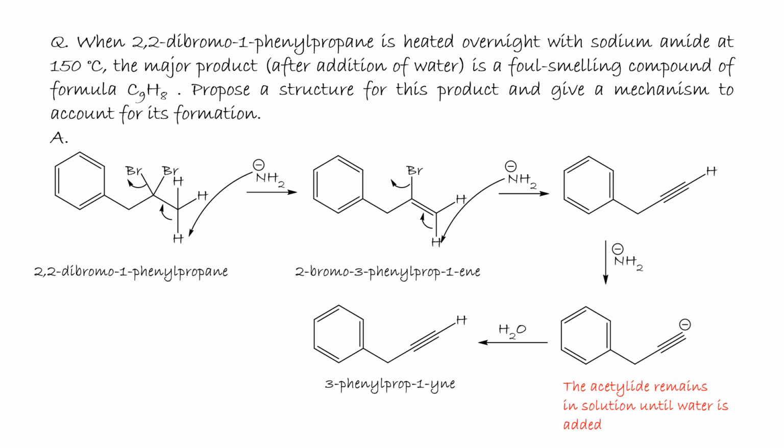When 2,2-dibromo-1-phenylpropane is heated overnight with sodium amide at 150 degrees Celsius, the major product after addition of water is a foul-smelling compound of formula C9H8. Propose a structure for this product and give a mechanism to account for its formation.